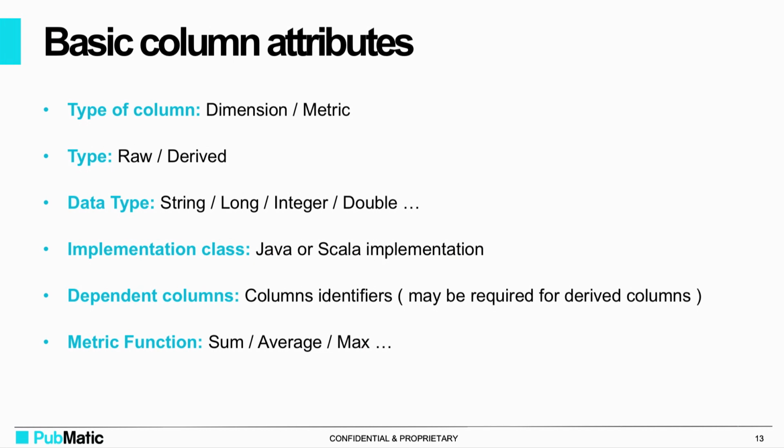So we took that implementation and built it in a standard Java interface, which is agnostic of Spark or any other high-level APIs. Then we registered all the dependencies. A column could depend on multiple columns. A metric function could be sum, average, or max. There could be many others.